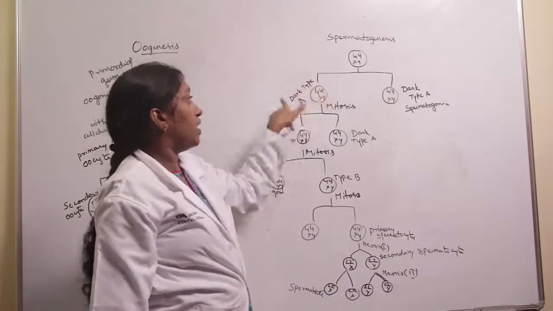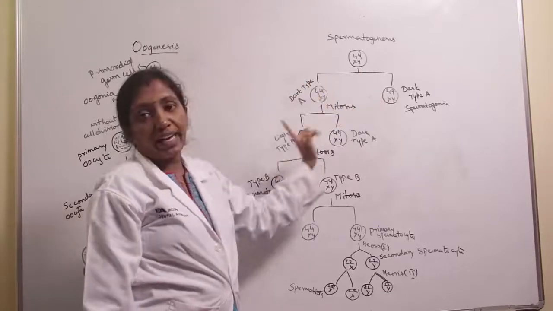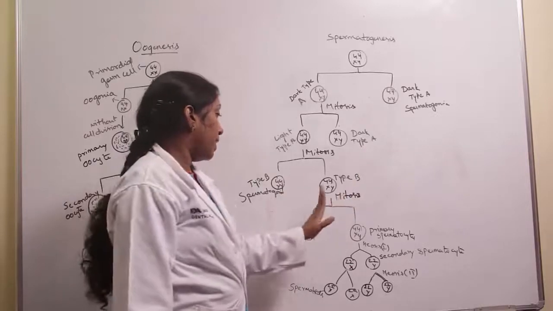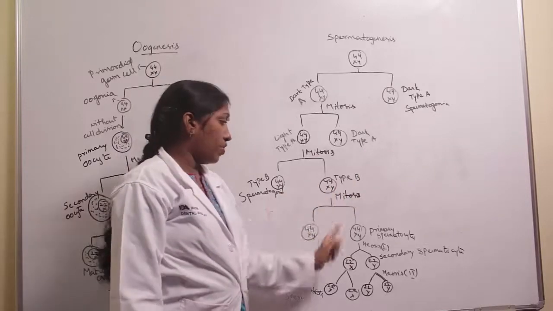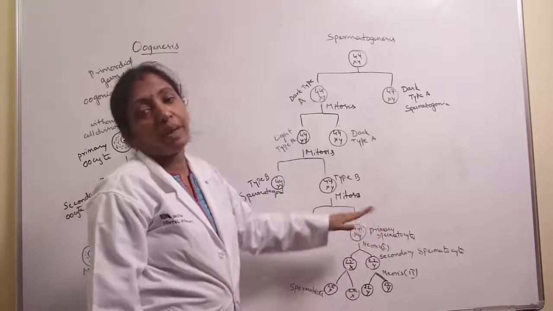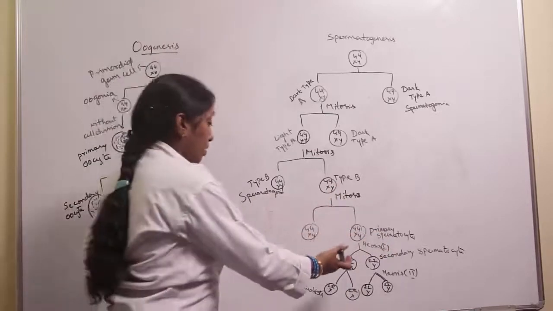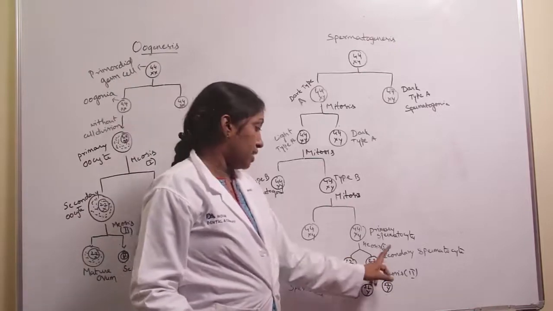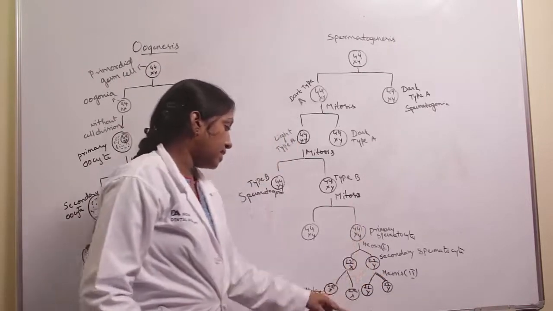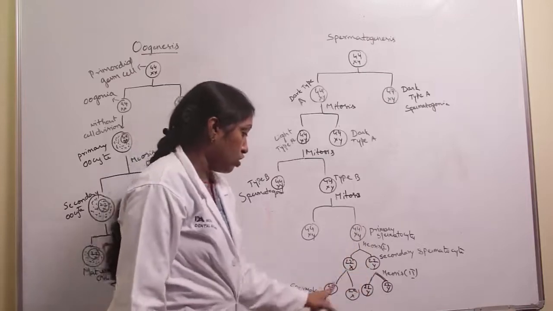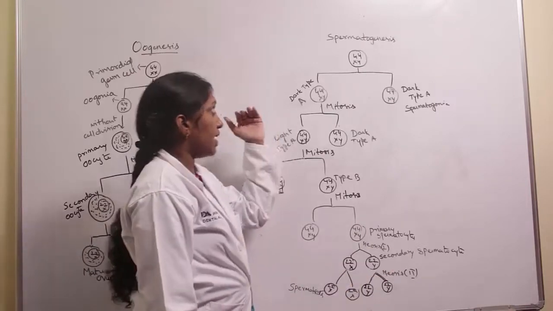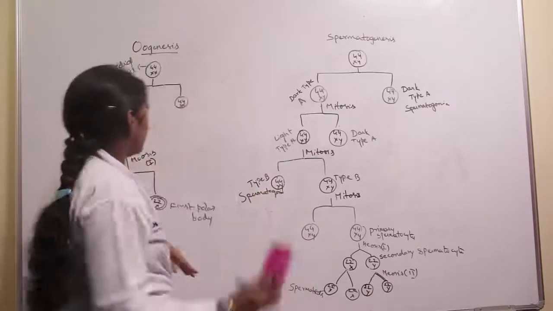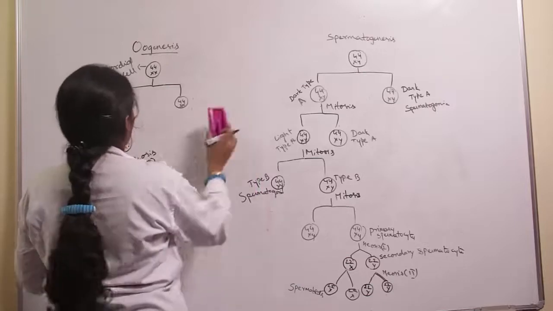So here, dark type A divides into light type A and dark type A again, and light type A divides into type B, and the type B undergoes mitosis to give primary spermatocytes. These primary spermatocytes undergo meiosis 1 to give a haploid number of chromosomes. One cell receives X, the other cell receives Y, and these cells again divide by meiosis 2 into spermatids. This entire process we call spermatogenesis.